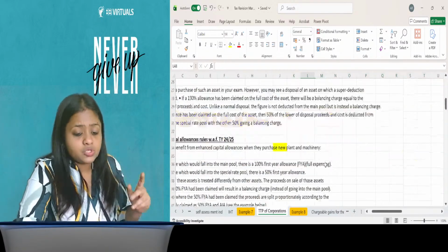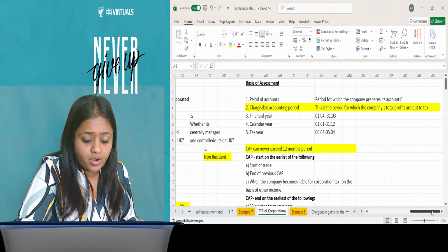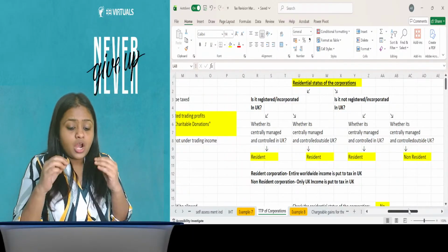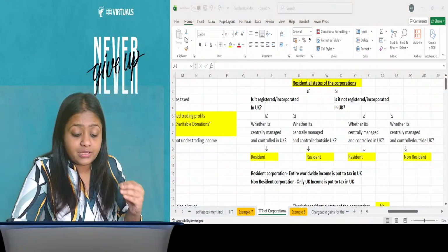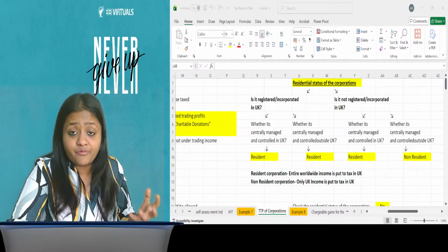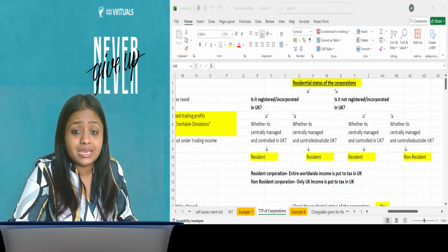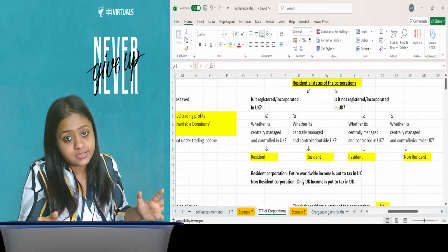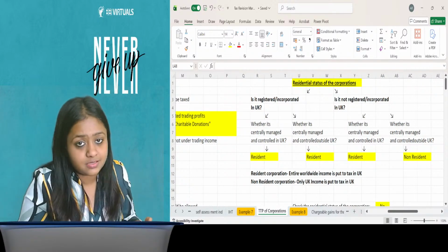Yes, it would. So let me first make you quickly clear on how we determine the residential status of a corporation. To determine the residential status of a corporation, we first need to see where the corporation is registered. If a corporation is registered in the UK, then it is always a resident company, always.